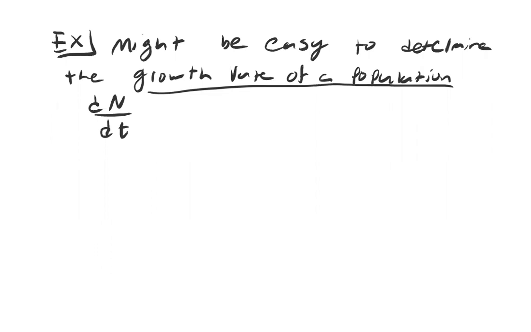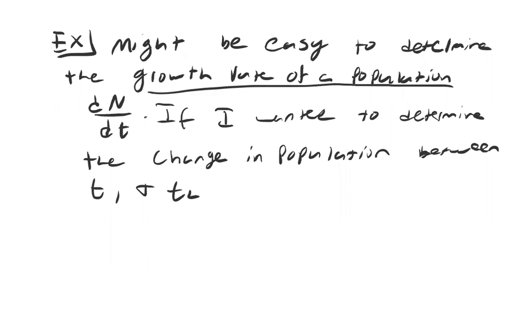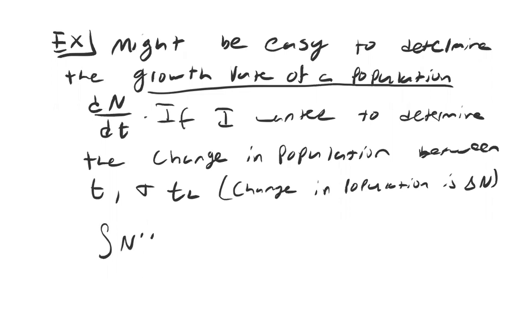And what I can find out from this, so if I wanted to determine the change in population between t1 and t2, then the change in population is delta N. So what I can do is I can just integrate N prime of t dt from t1 to t2. This is going to be N of t2 minus N of t1.